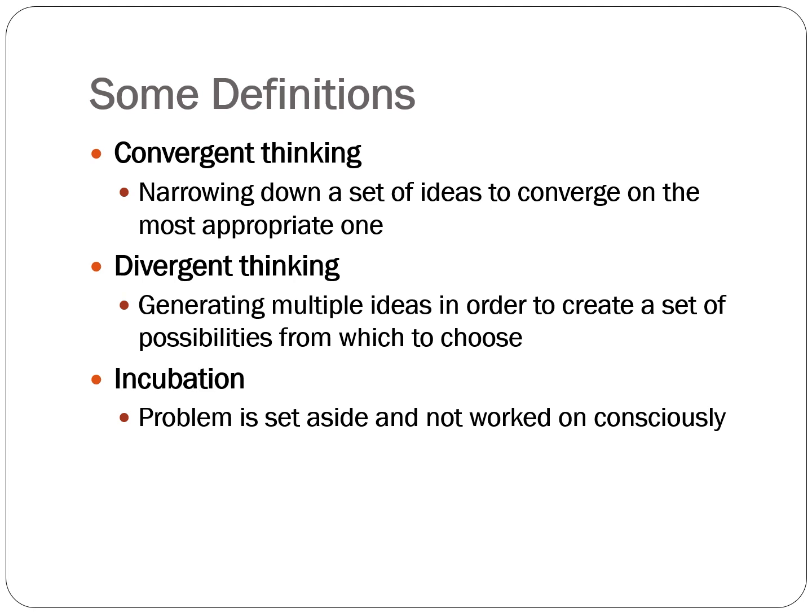The first is convergent thinking. Convergent thinking occurs when we narrow down a set of ideas to converge in on the most appropriate one. The opposite of convergent thinking is divergent thinking. That takes place when we generate multiple ideas in order to generate a set of possibilities from which to choose.